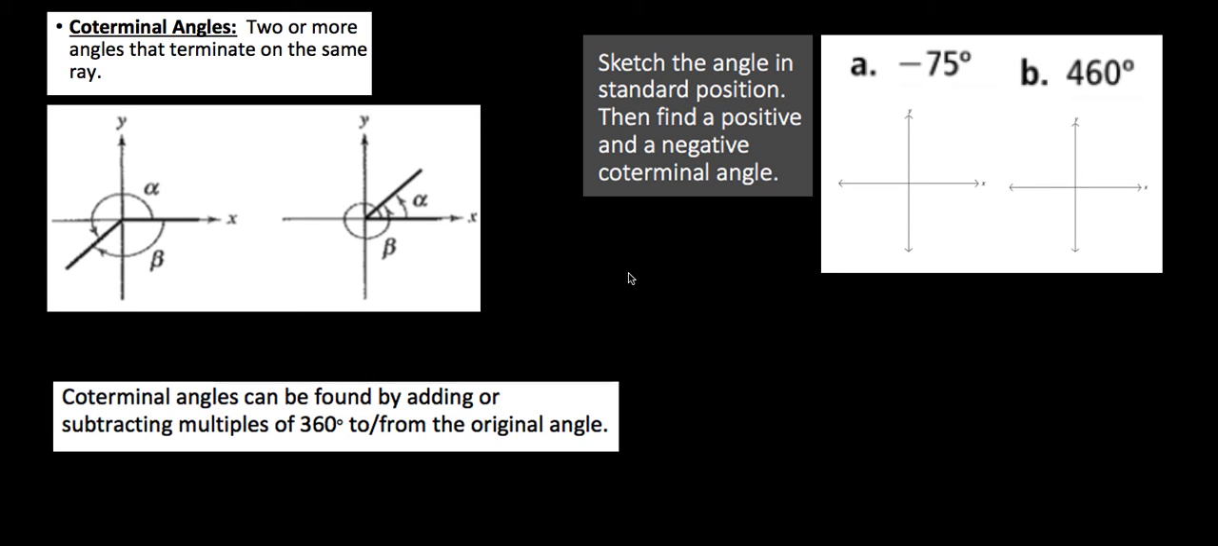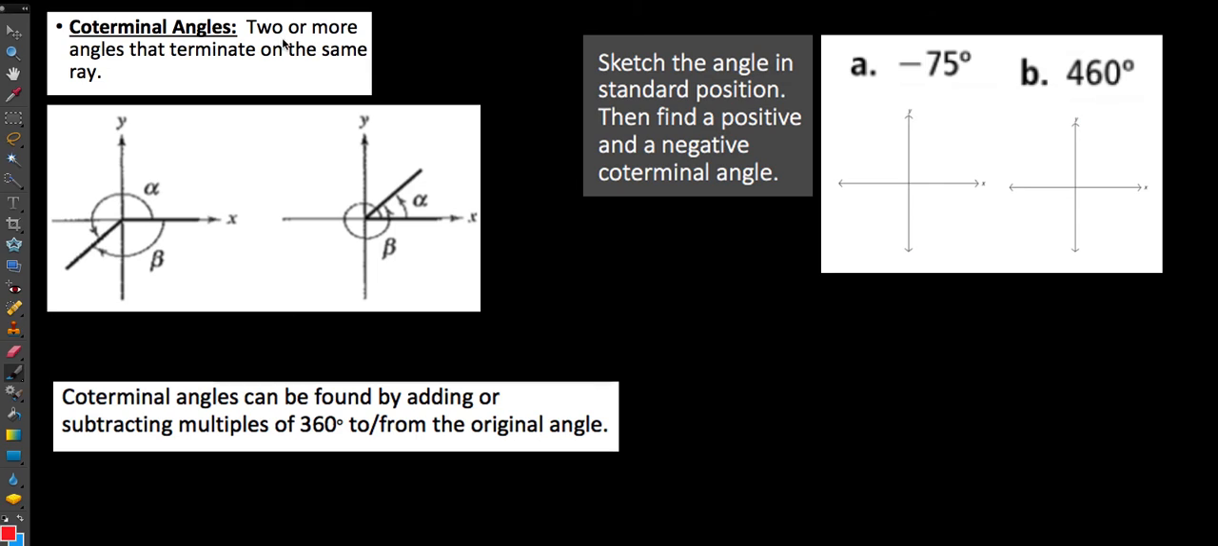In our last video, we looked at angles in standard position. In this video, we're going to discuss a specific type of angle, which is a coterminal angle. That is to say that angles that are coterminal are terminal together, or terminate together. So our definition of coterminal angles is simply two or more angles that terminate on the same ray.